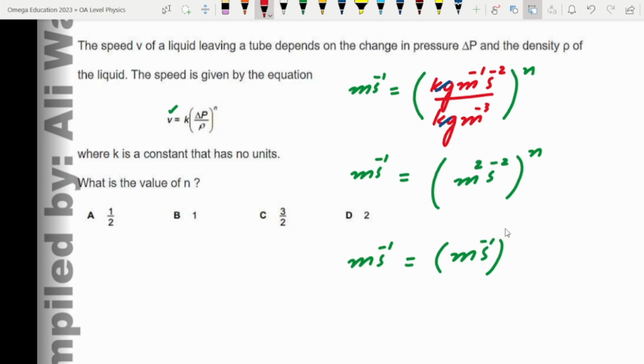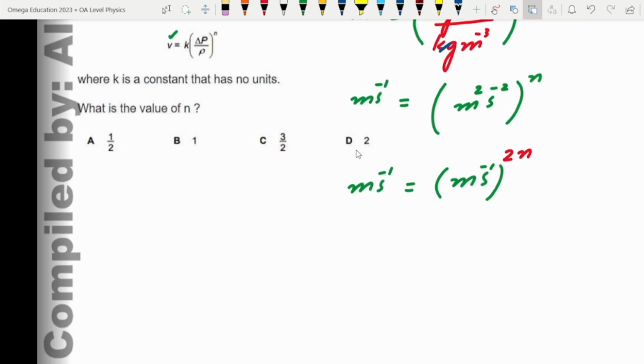So m2 s minus 2 can be written as m s minus 1 raised to the power 2, and n is there as it is. So this whole thing is written as m s minus 1 raised to the power 2, and there was another exponent n that would be written as it is. Exponent of an exponent, they are multiplied. From here, what do you have? The exponent of this is 1. If there is nothing above the brackets as the exponent, it is 1.